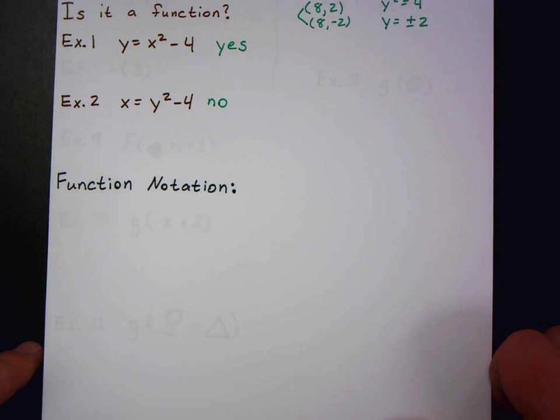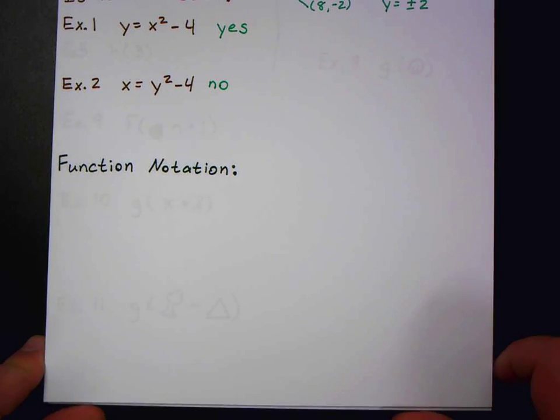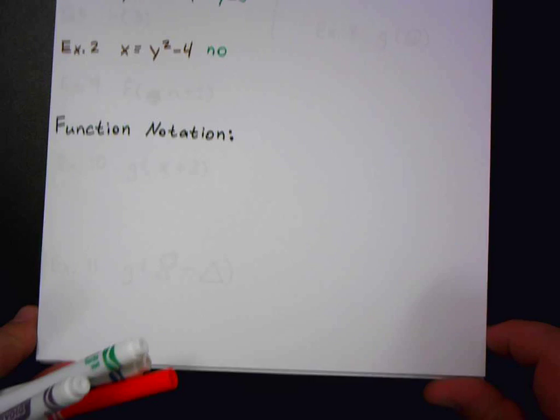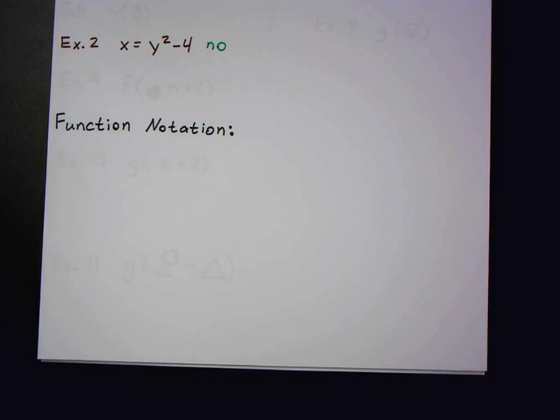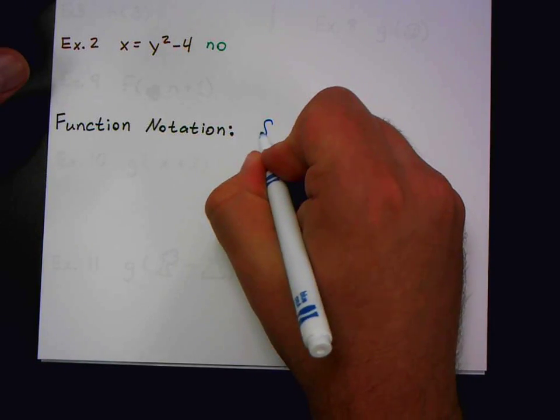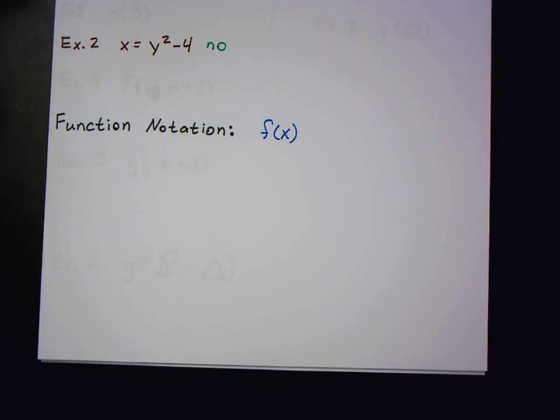All right, so function notation. Function notation is this. F is the one used the most. I have no idea why, other than it stands for a function. Function starts with F, so people like using F. It's pronounced f of x.